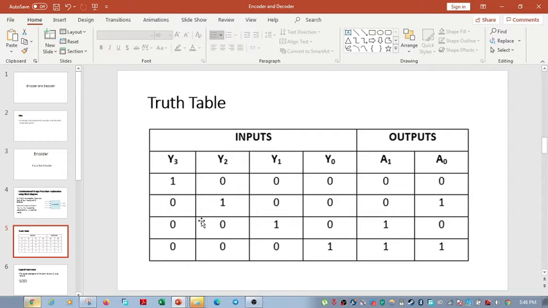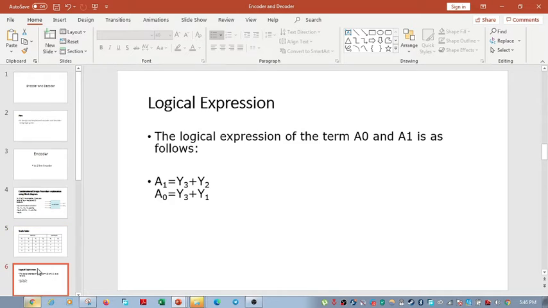If y1 is 1 and the rest are 0, we are getting a1 as 1 and a0 as 0 in the output. If y0 is 1 and the rest are 0, we get 1 and 1 in a1 and a0 respectively. If we look into the logical expression, a1 equals y3 plus y2 and a0 equals y3 plus y1.